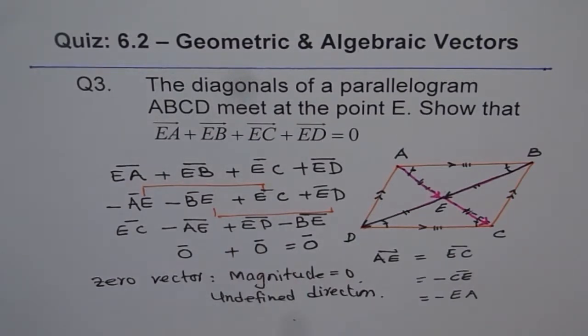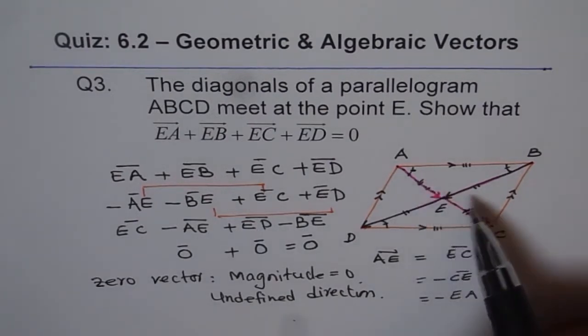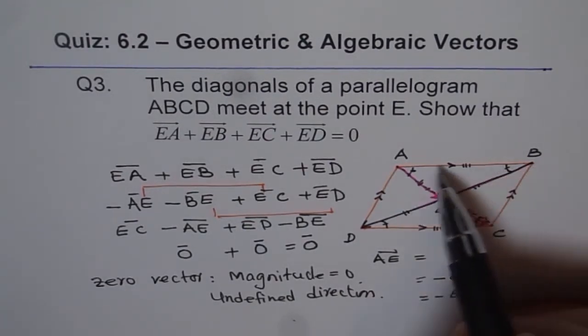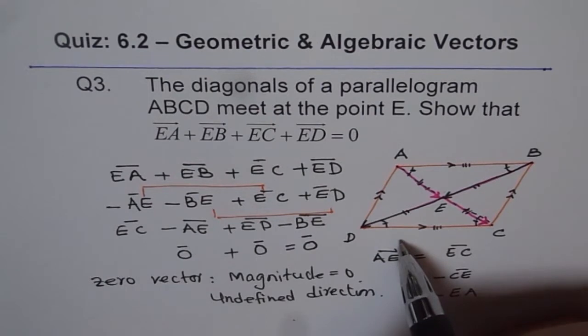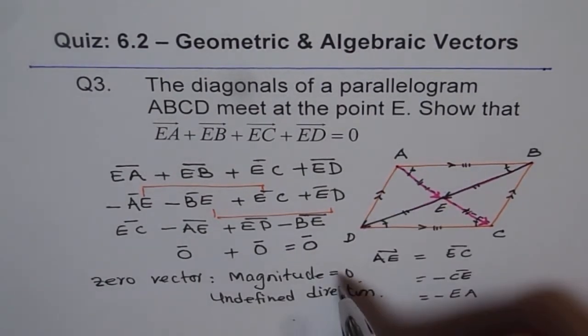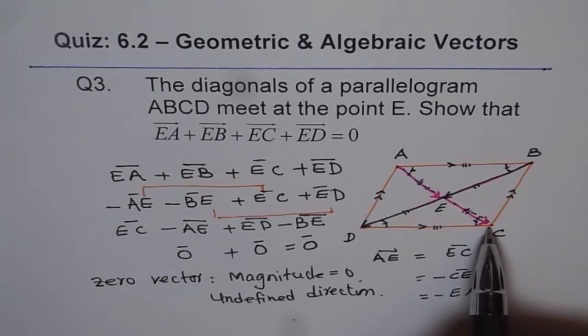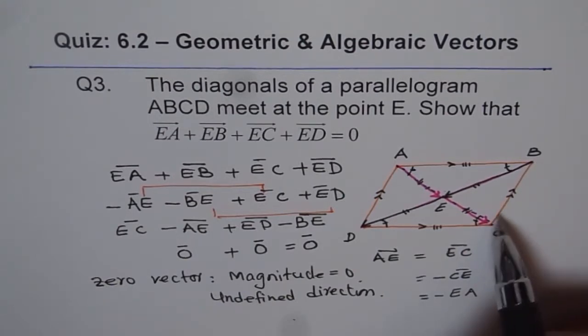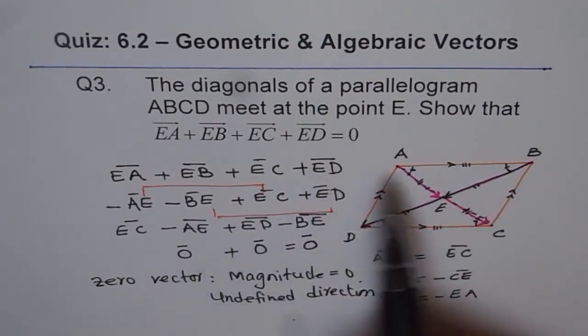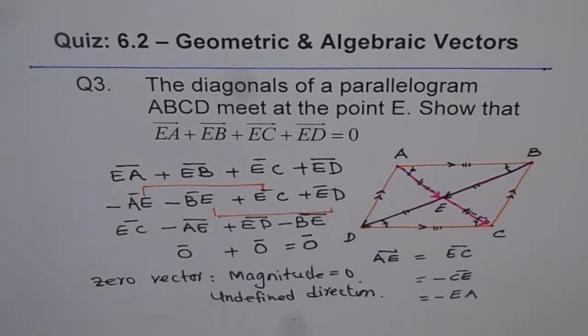Another alternate proof could be that you write one particular vector as a combination of other two. For example, EA could be written as a combination of ED plus DA, and EC could be written as a combination of EB plus BC. Then you can combine all these things, and you'll get 0 as the sum. So that's an alternate method which you can try to prove this. There are many ways to solve the problem. I'll appreciate that you try to solve it in a different way. That'll be good for you. Thanks and all the best.